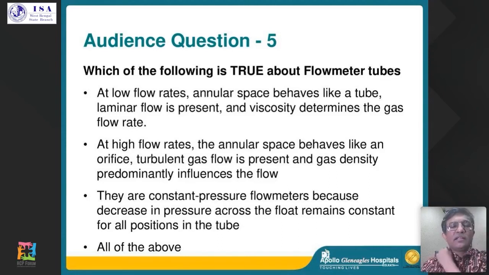So about flow meters, at low flow rates, is it a laminar flow, viscosity determining the gas flow? At high flow rate, it behaves like an orifice, annular space. It's a turbulent gas flow and gas density predominantly influences. Is it a constant pressure flow meter, or do you think all the above statements are correct?